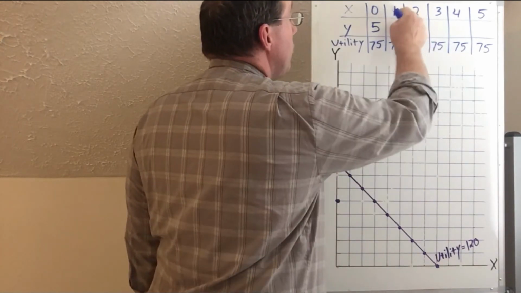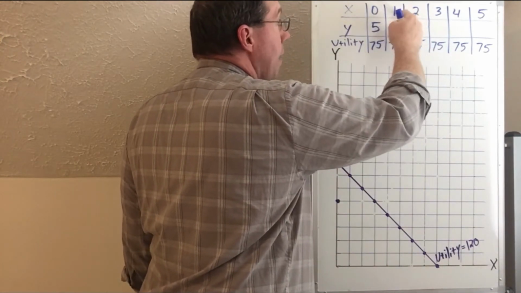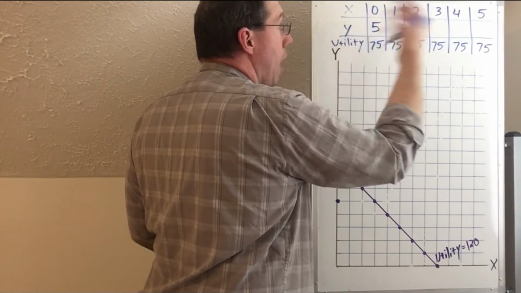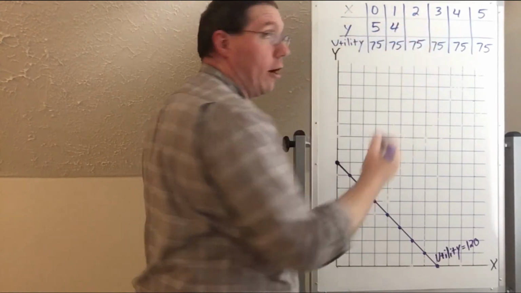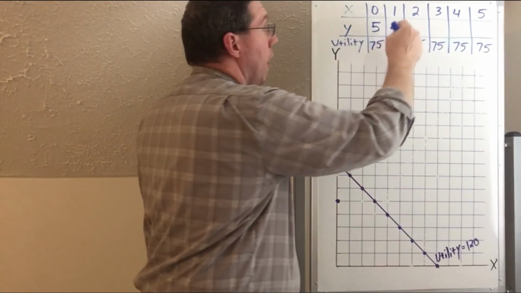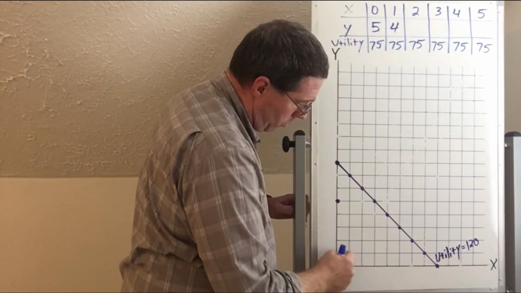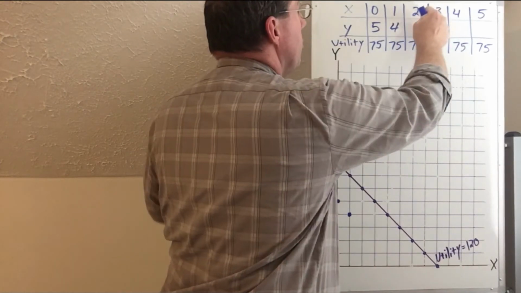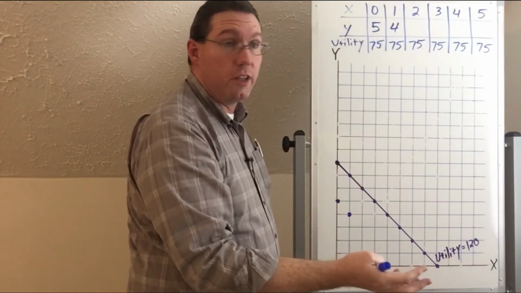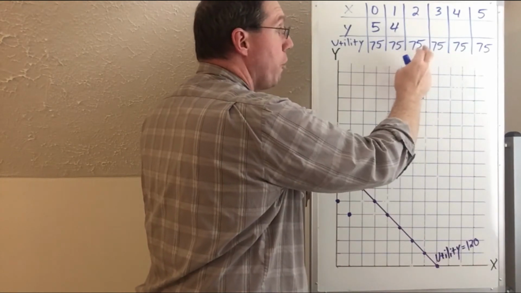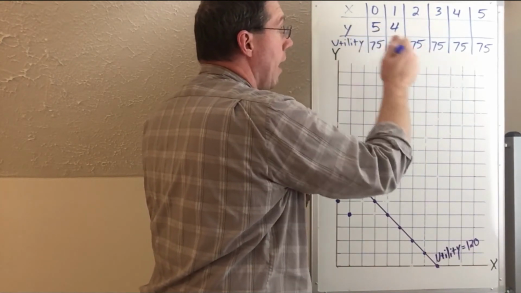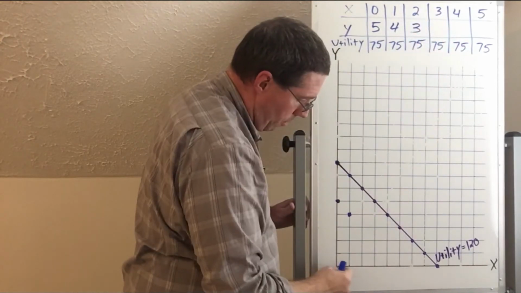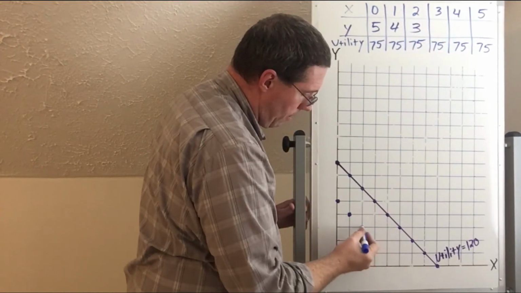Now, if I want to get 1 unit of X, that's 15. That means I need to get 60 utility from product Y, and that means 4 units of product Y. So we can go to the point 1 and 4. There we go. All right, if I want 2 units of X, that'll give me 30 utility, so I need to get the other 45 utility from product Y, and that's 3 units of product Y. So I can go to 2 and 3.